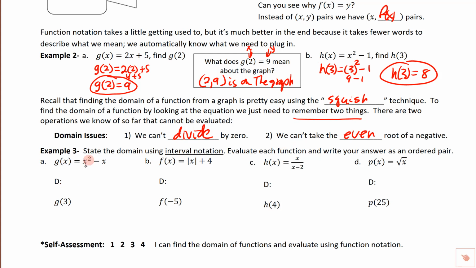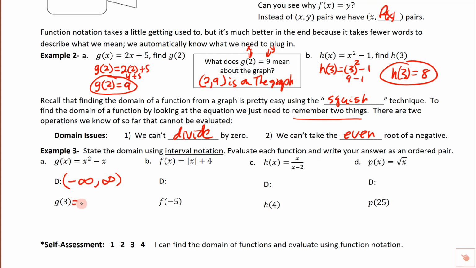So let's take a look at this one right here. We've got squaring, that's not one of these two domain issues, and we've got subtracting. That's not one of those domain issues. So what that means is we can plug in anything we want, and if you can plug in anything you want, that could be said all reals, or what it means is from negative infinity to infinity. The entire x-axis could be plugged in there.